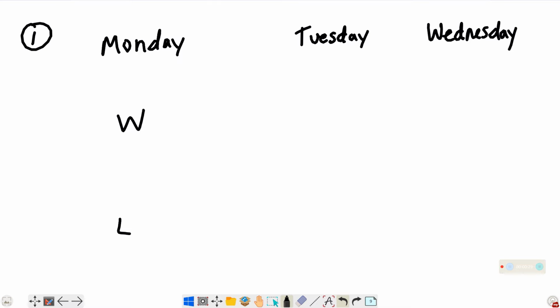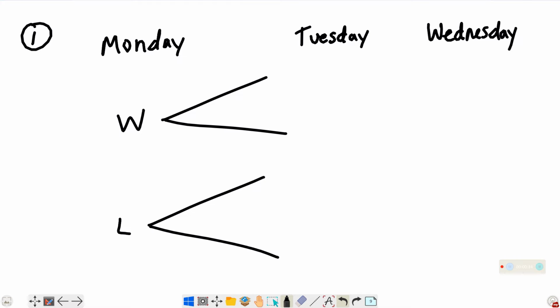On Monday, you can either win or lose. On Tuesday, you're going to go off into 2 branches on each of those, 1 for win, 1 for lose, 1 for win, 1 for lose. And then you're going to break it up into 2 more from each of those.